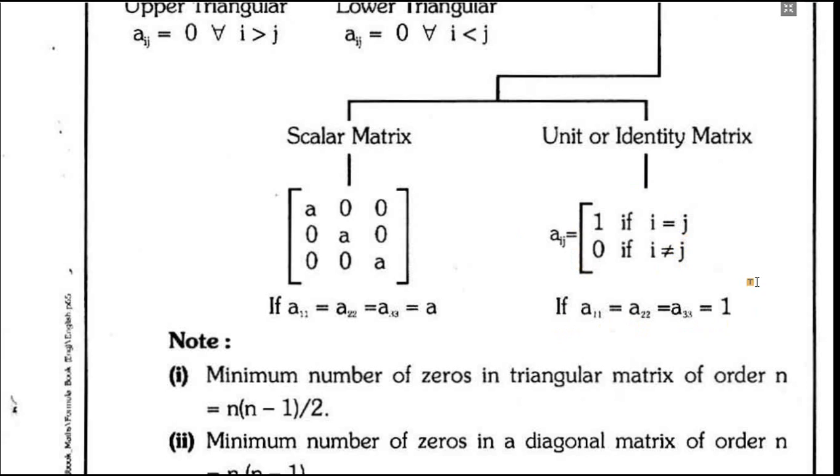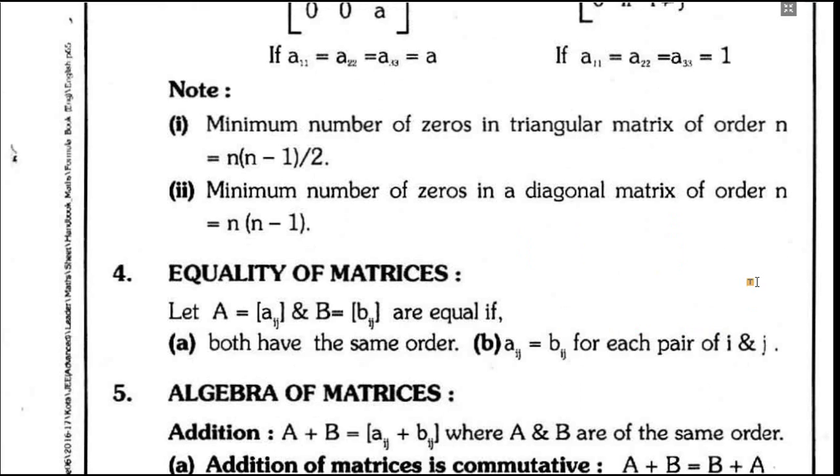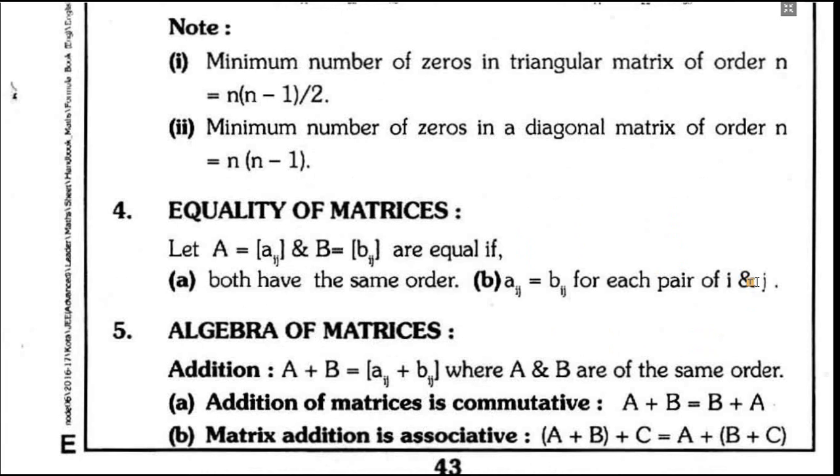In a similar way, if A11 equals A22 equals A33 equals 1, meaning in a diagonal matrix the diagonal elements are 1 and other elements are 0, then that matrix is called a unit or identity matrix. Note: the minimum number of zeros in a triangular matrix of order n equals n(n minus 1)/2. The minimum number of zeros in a diagonal matrix of order n is n(n minus 1).